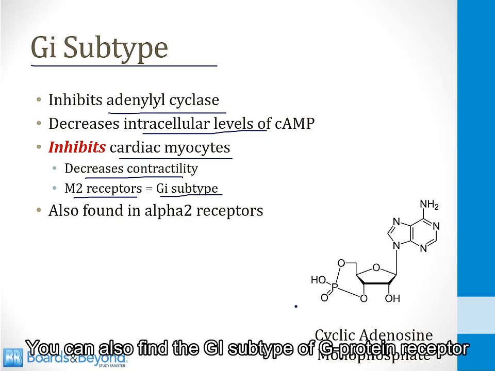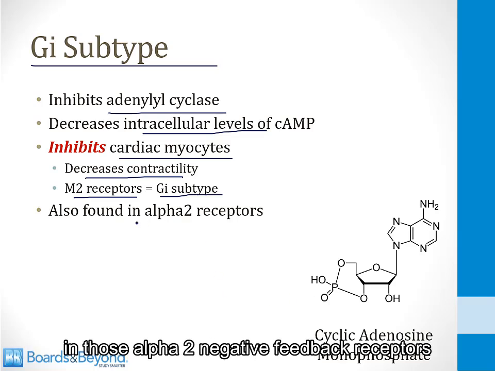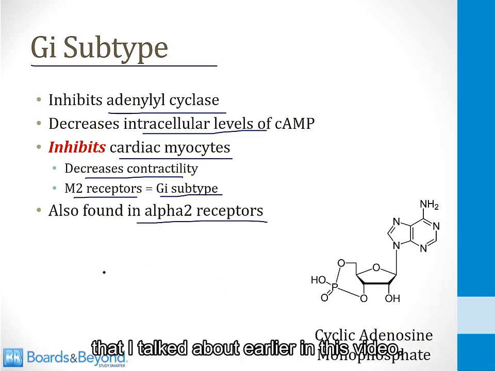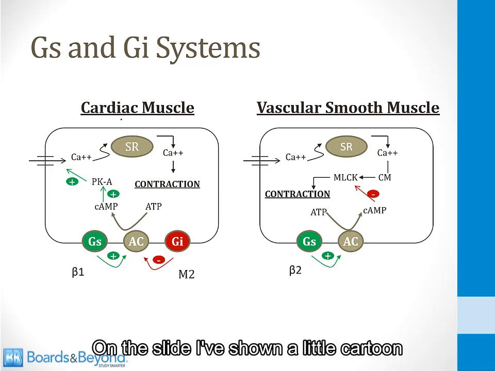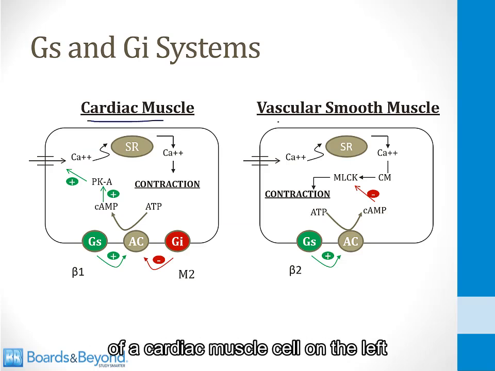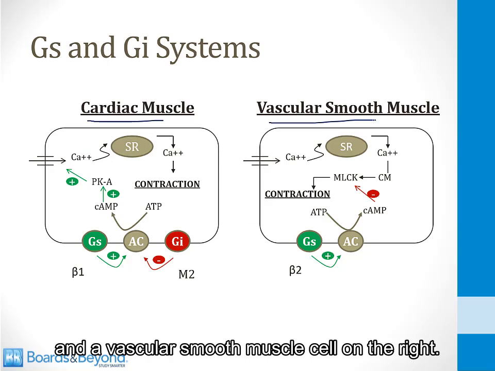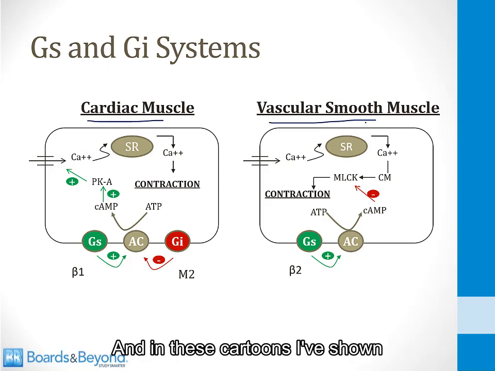You can also find the Gi subtype of G protein receptor in those alpha-2 negative feedback receptors that I talked about earlier in this video. On this slide, I've shown a little cartoon of a cardiac muscle cell on the left and a vascular smooth muscle cell on the right. And in these cartoons, I've shown how the different G proteins work.